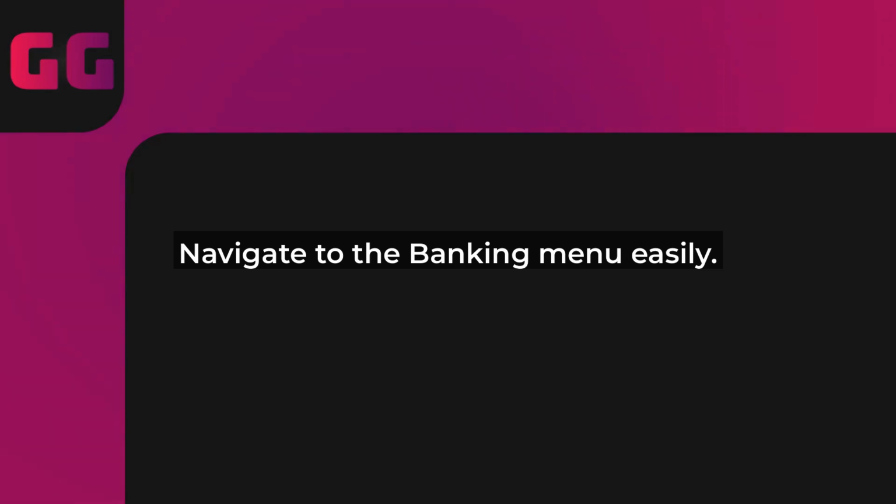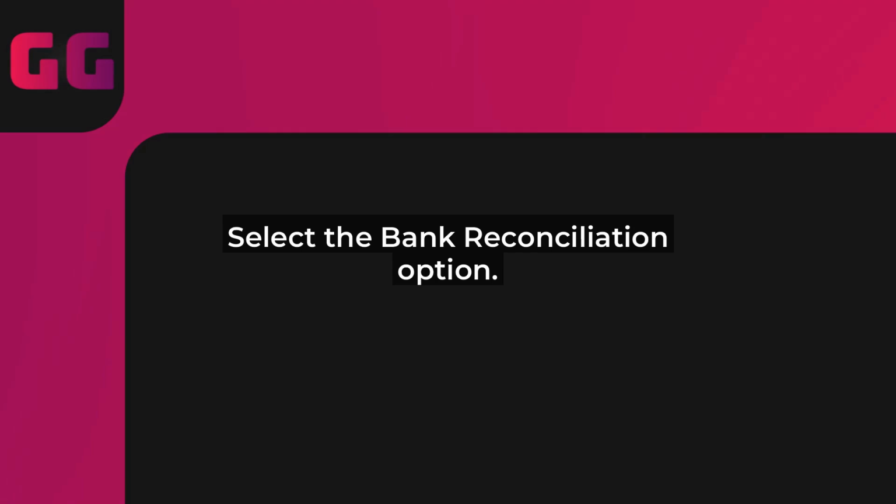First things first, make sure you have Tally ERP 9 or the latest version installed on your computer. Once you're logged in, you'll land on the gateway of Tally screen. This is your starting point for most operations. Now, navigate to the Banking menu. You can find it under the main dashboard or by pressing Alt+B on your keyboard.